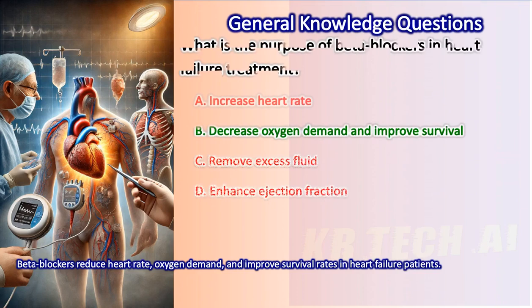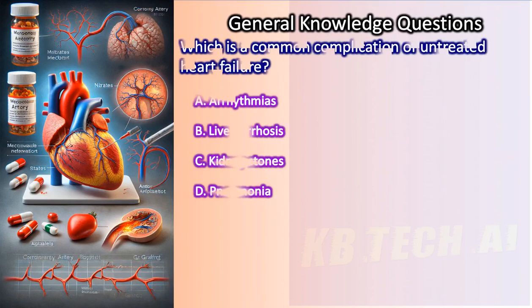The answer is option 2. Decrease oxygen demand and improve survival. Which is a common complication of untreated heart failure? Option 1. Arrhythmias. Option 2. Liver cirrhosis. Option 3. Kidney stones. Option 4. Pneumonia.